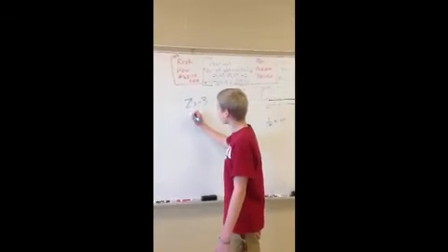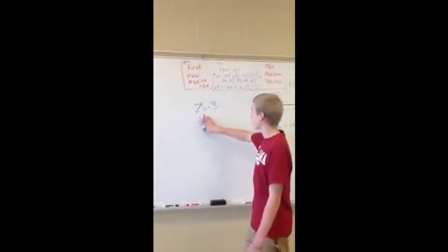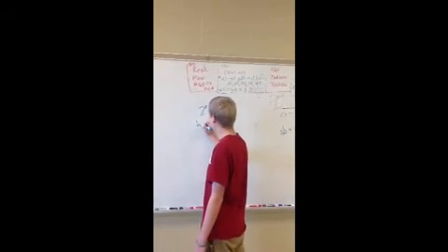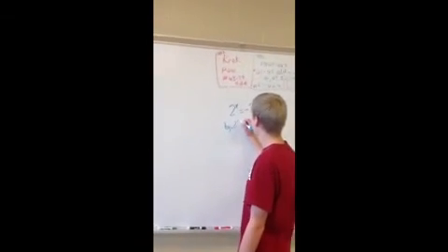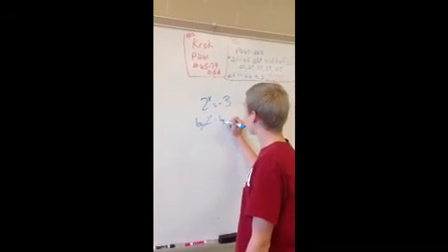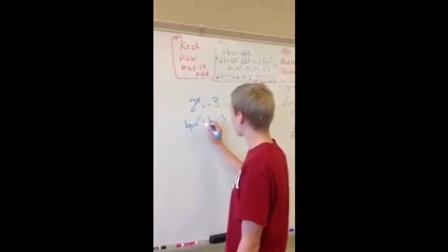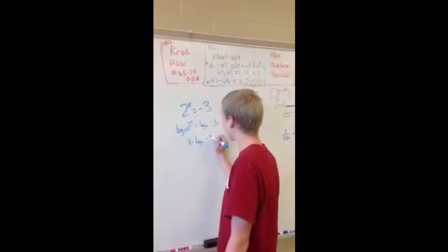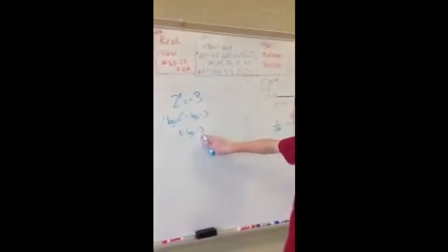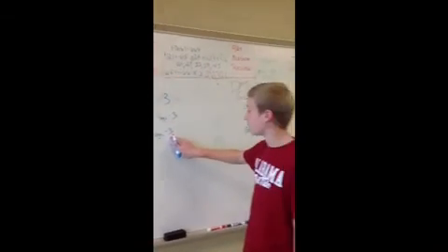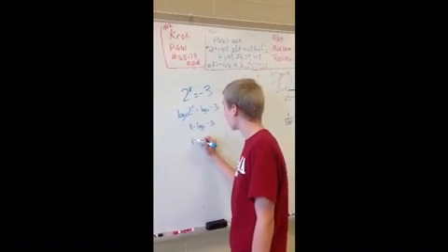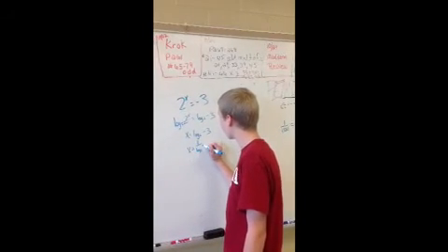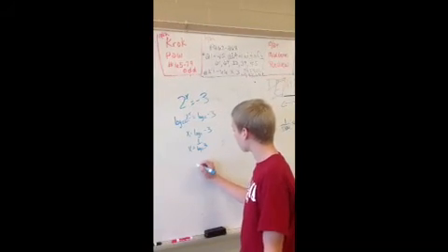Alright, so right here we have this problem, 2 to the x equals negative 3. So we're going to have to take the log base 2 of both sides. So this will cancel out, and you'll get x equals log base 2 of negative 3. Now this number right here is an imaginary number, so you'll have to take the reciprocal of it. So it's 1 over log base 2 of 3.